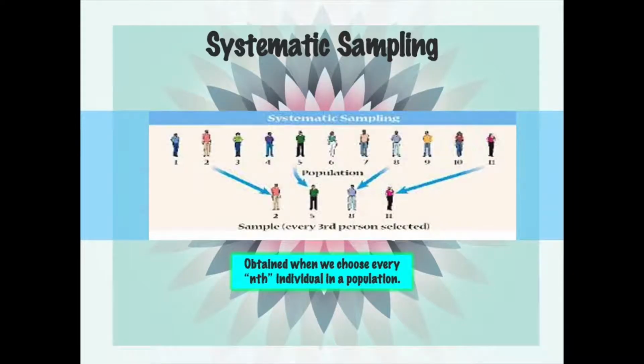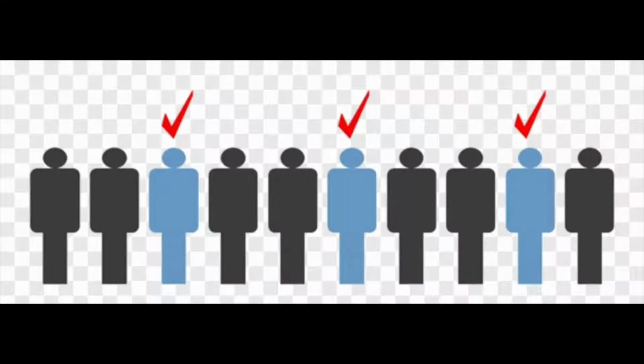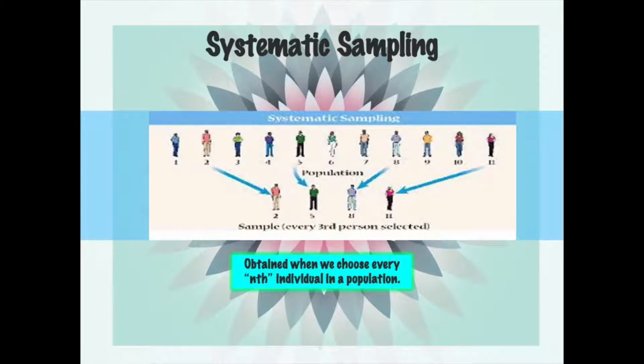All right, so the next sampling method we are going to discuss is still under the category of probability sampling, and it is called systematic sampling. This type of sampling is done when we choose every nth individual in a population. So we have our sampling frame, our list of everyone in the population, and then we say, okay, we're going to pick every third person on the list or every fourth person on the list.